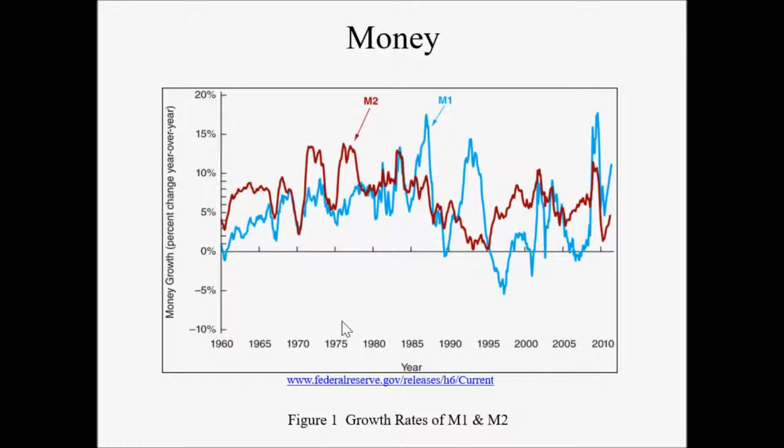Now, before 1980, M2 is very volatile. The growth rate was way up, way down, way up, way down, as opposed to the growth rate in M1, which was more steady in the 60s and 70s.